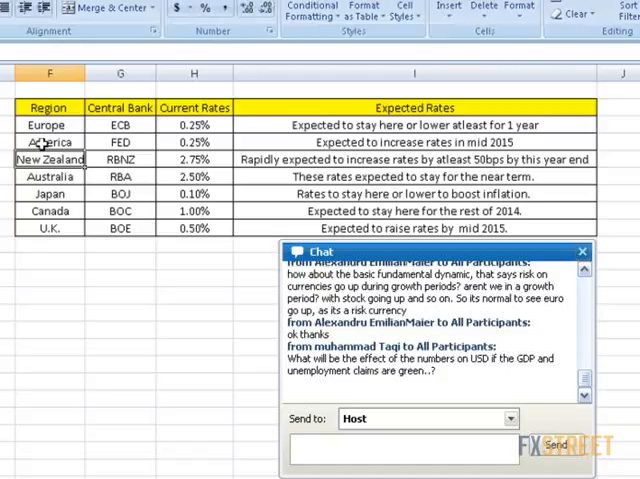Okay, I've got a question. What will be the effect of the numbers on USD if the GDP and unemployment claims are green? Well, there are two things to look at when numbers are coming out of the US. Firstly, as earlier Alexandra mentioned, we're in a risk-on environment currently, and when we're in a risk-on environment, there's not much demand for a safe haven. So it's like saying, okay, the numbers coming out of the US are strong, I should be buying US dollar, but at the same time, we're in a risk-on environment, and there's no demand for the US dollar. So the real impact now is QE.